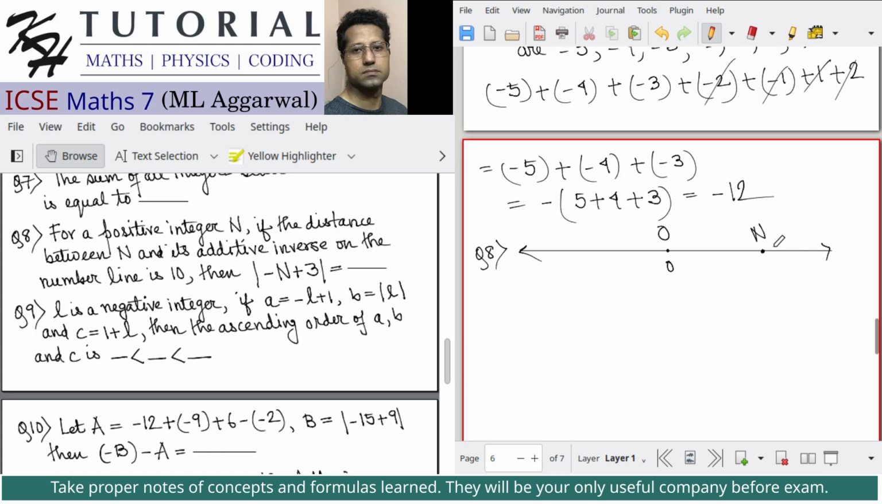Let's say the positive integer n is marked by the point A. Now what is the additive inverse of the positive integer n? Additive inverse of n is minus n. So definitely on the number line, minus n will be somewhere here. Let minus n be marked by the point B.